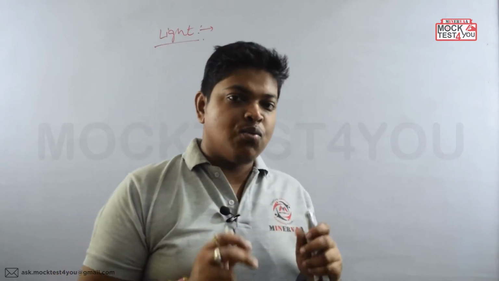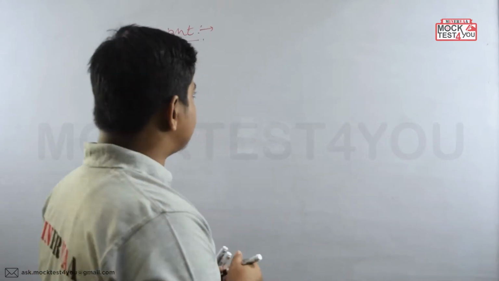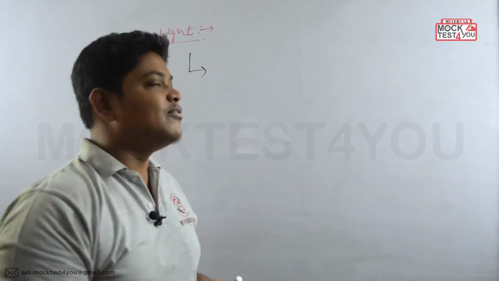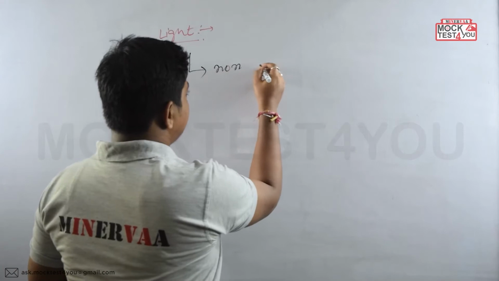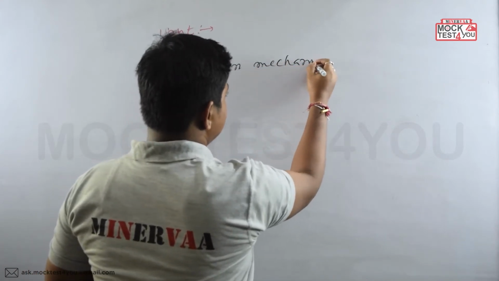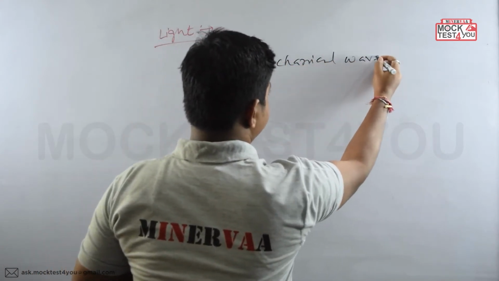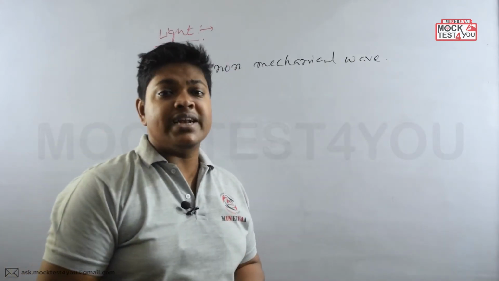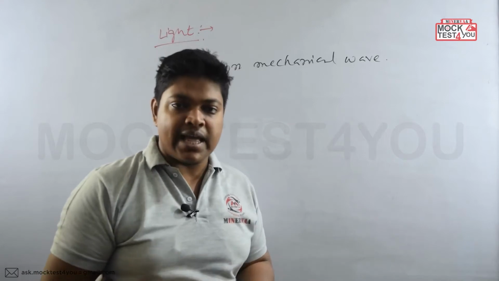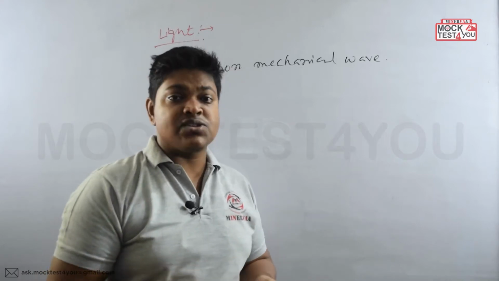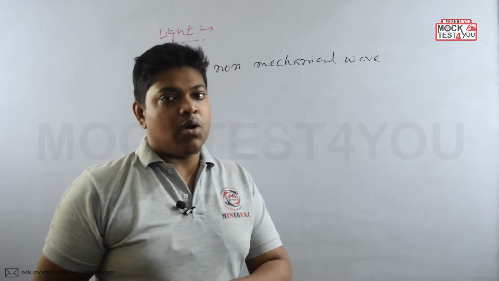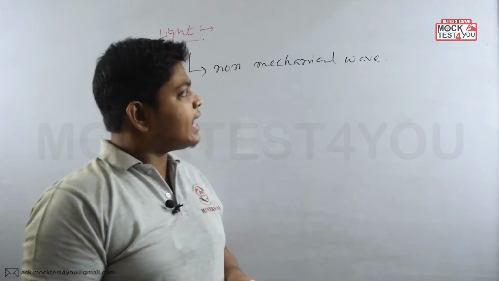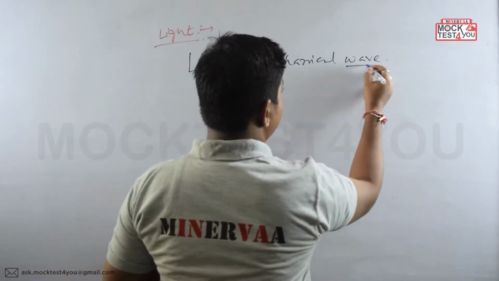Let me define what light is. At first I will write down the property that it is a non-mechanical wave. Why have I written non-mechanical wave? Because it does not need any mechanical thing to travel. It does not need air or any kind of solid or liquid medium to travel. And I have written that it is one kind of wave.